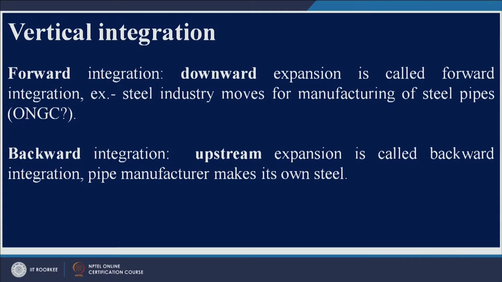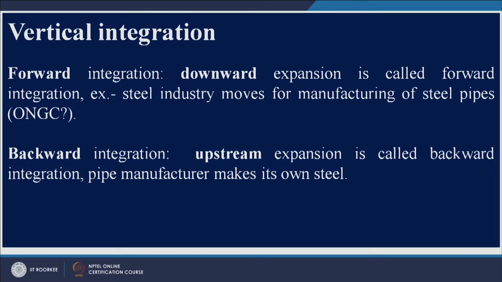Okay. So, forward integration is this. Downward expansion is called forward integration. For example, if I am making, let us say, steel, and tomorrow I also start making chairs, that would be known as downward expansion.